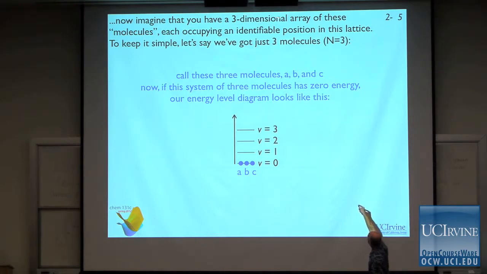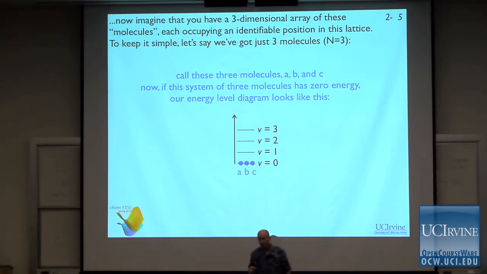I'm calling this a three-dimensional array or a three-dimensional lattice because I want to emphasize that these three molecules are distinguishable in terms of their position. In other words, I can tell where A is. I'm not going to confuse it with B. My lattice has A next to B next to C, and I know where A, B, and C are, and they're not going to move around. In other words, these molecules can be labeled and kept track of.